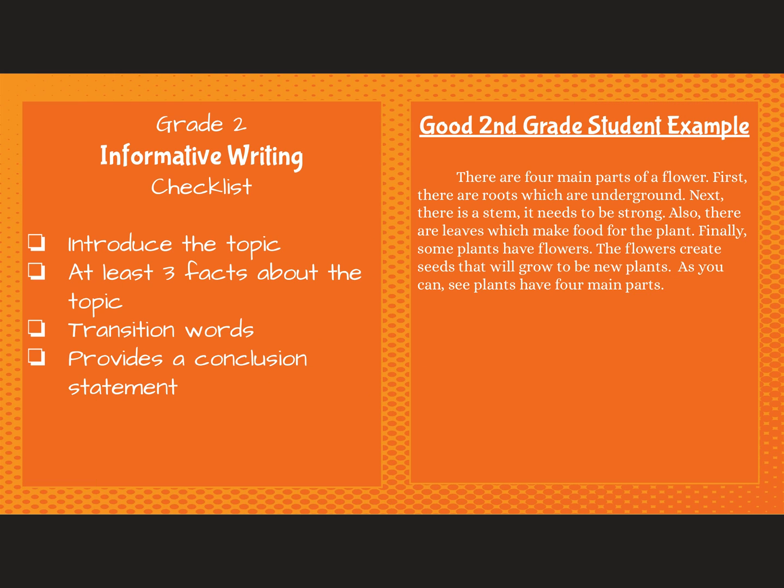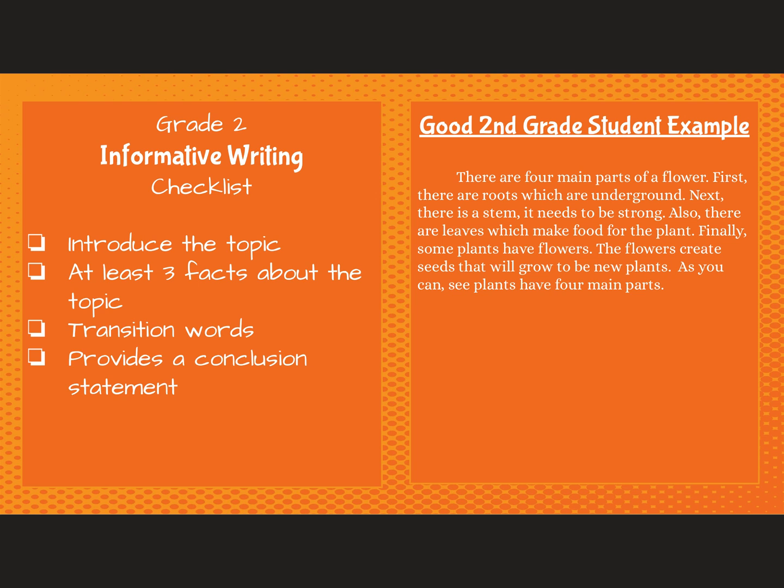So an example of our good second grade writing is over here. We've got introduce the topic. There are 4 main parts of a flower. Great, I know exactly what this paragraph should be about. Okay, and then 3 facts about the topic and transition words. Here's a transition word, here's a transition word, here's a transition word, and then here's a transitional phrase.